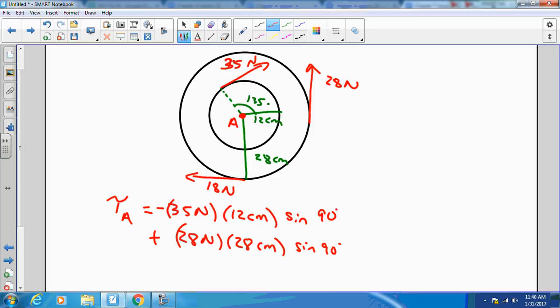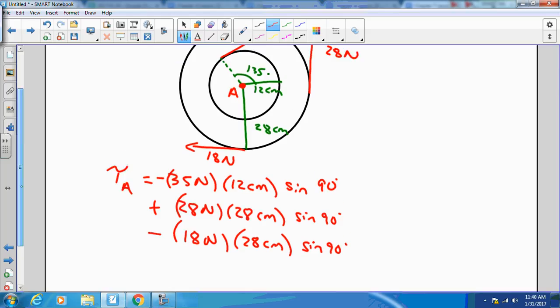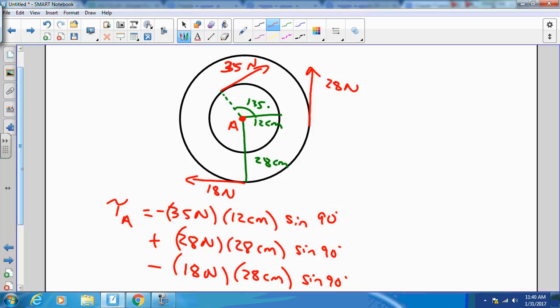And then finally, the 18 Newton force is also multiplied by 28 centimeters, and it is also tangent to the circle, but now it is pulling clockwise, so that we count that as a negative torque. Why is it pulling clockwise? Just imagine this force in isolation. Imagine it pulls. What does it do?